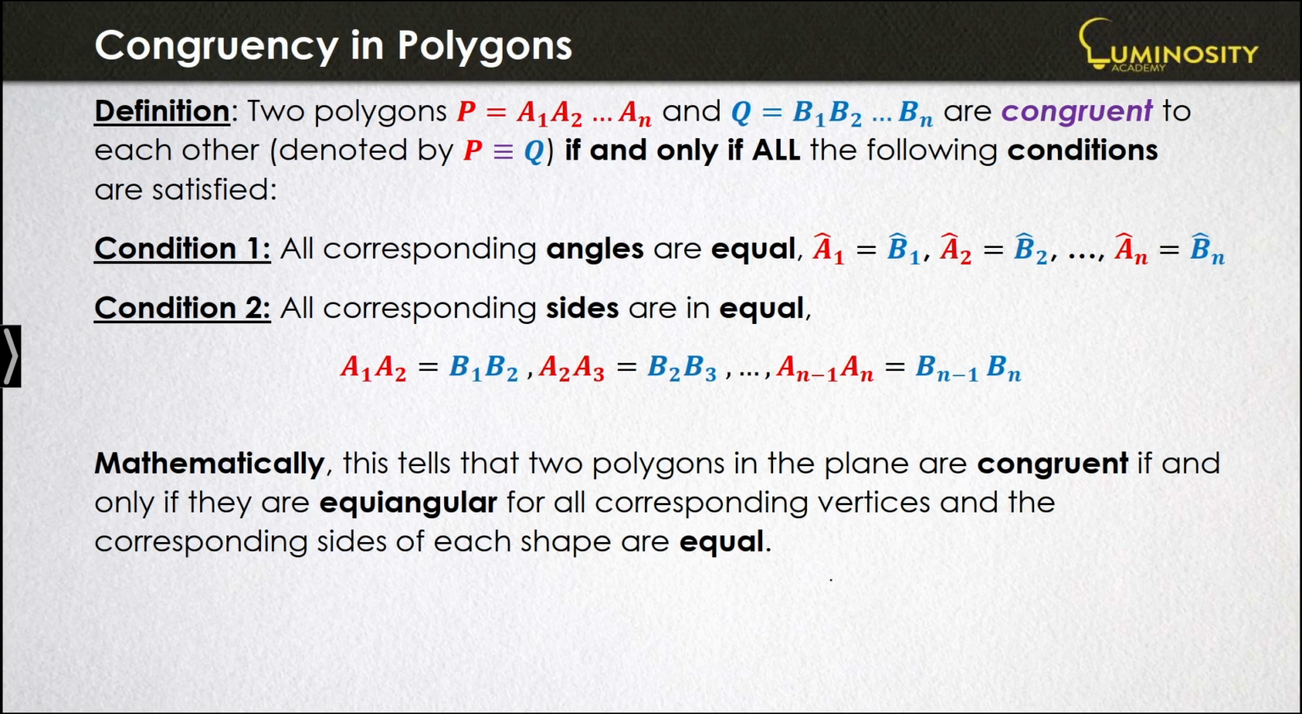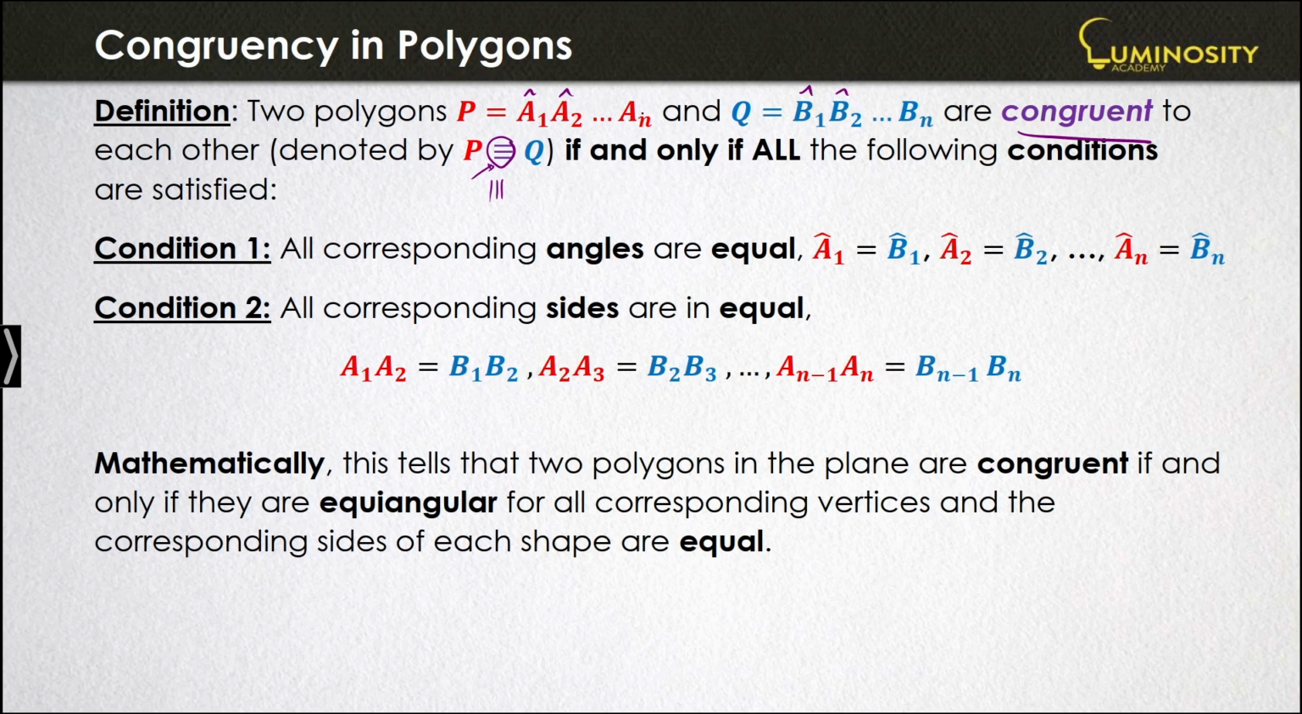So we say that two polygons P and Q are congruent to each other, denoted by P with three horizontal lines, just like similarity had three vertical lines. Congruency is three horizontal lines, if and only if all the following conditions are satisfied. Just like with similarity, condition 1 is that all corresponding angles are equal. So the order in which we write them, angle A1 is equal to angle B1, angle A2 is equal to angle B2, all the way up to the last angles.